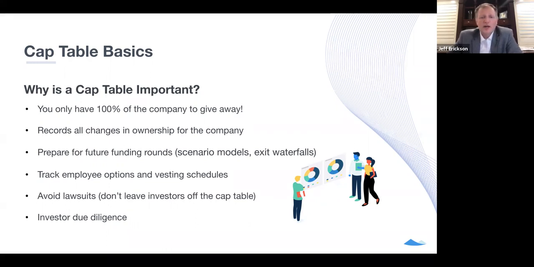It will also help you to track the options and the vesting schedules of your stock options for your employees or advisors. It also helps you to keep track of who is on your cap table, so that you don't end up with a lawsuit from an investor that invested and you left off the cap table. It will also help you with your investor due diligence. One of the first things your investor is going to ask for when you start to raise capital is to take a look at your cap table.